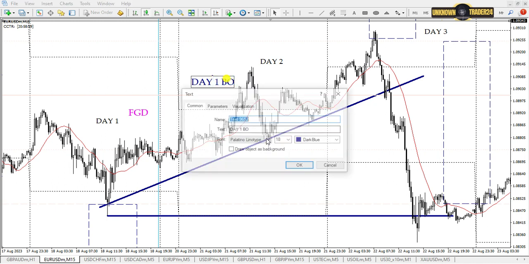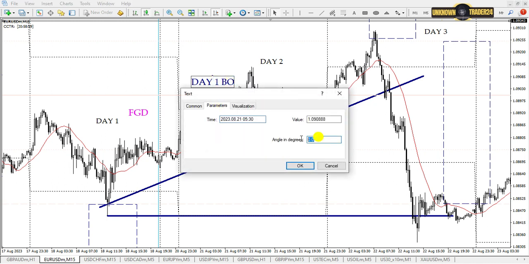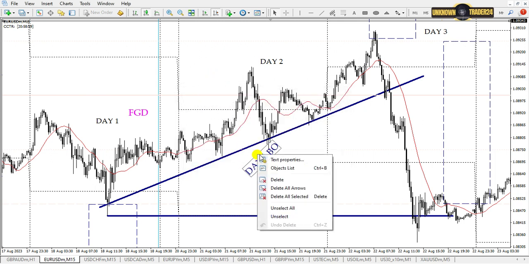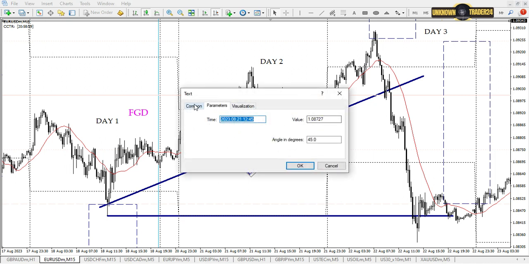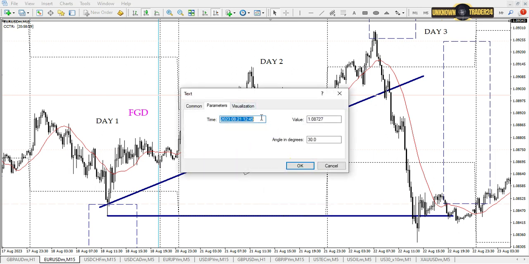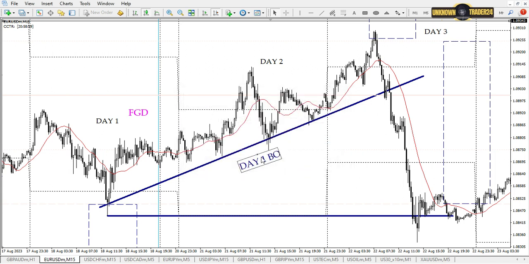Let me just give this a degree. I'm going to put this as 45 degrees. Because 25 is ugly. Actually, 45 is ugly. Let me make it 30. I don't know, 30. Oh no, let me make it 20. Sorry for spending so much time. I just want my charts to look good and not be cluttered.